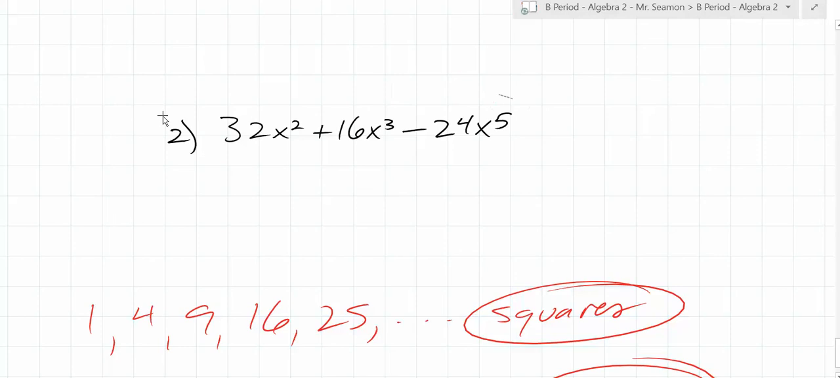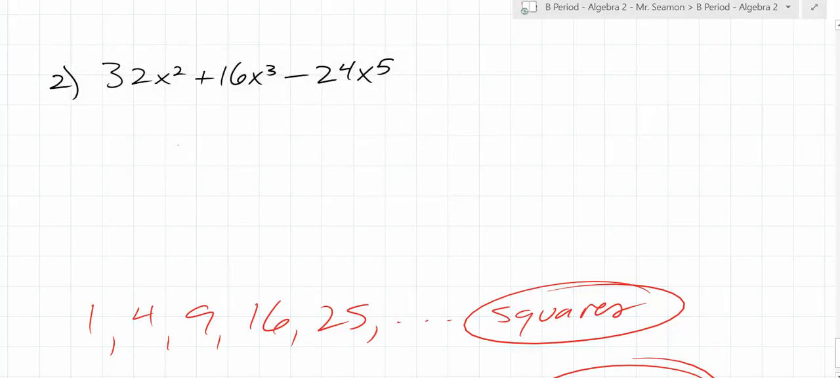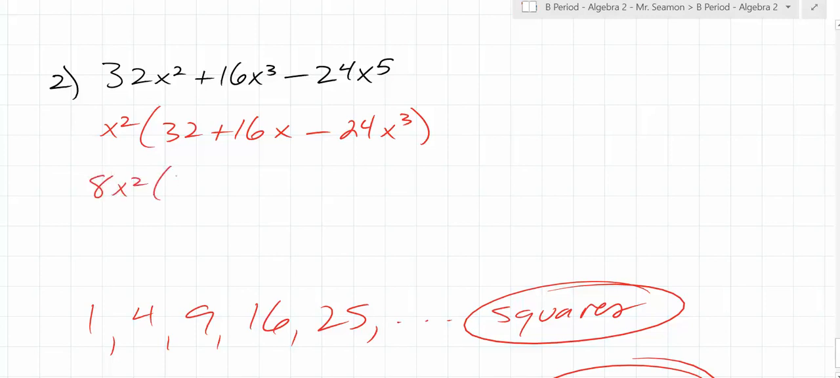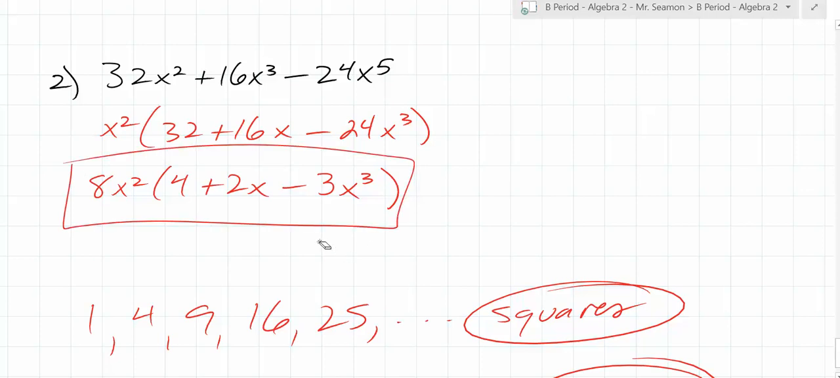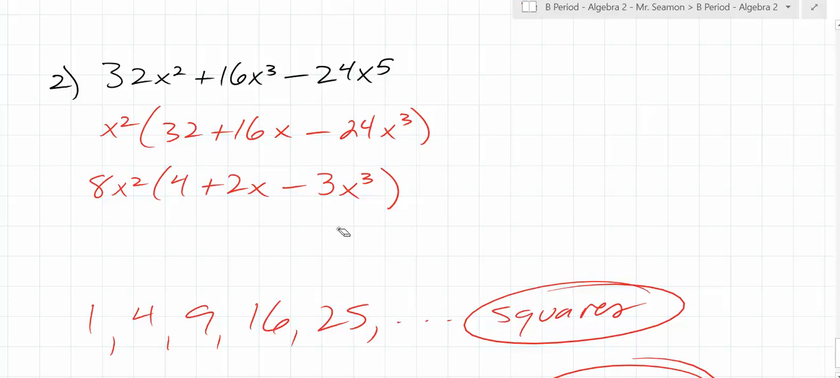What do you do first on this one? What should I pull out? What can I pull out of all? Square. Yeah, so what do you get? You get 32 plus 16x minus 24 what? X to the... Now I can take... What else can I take out now? 8. So I take out 8, and what am I left with? 4 plus 2x minus 3x what? Isn't it cubed? 3x cubed. Now here's the thing. This right here, isn't it cubed? Okay, at this point, you'd be done.